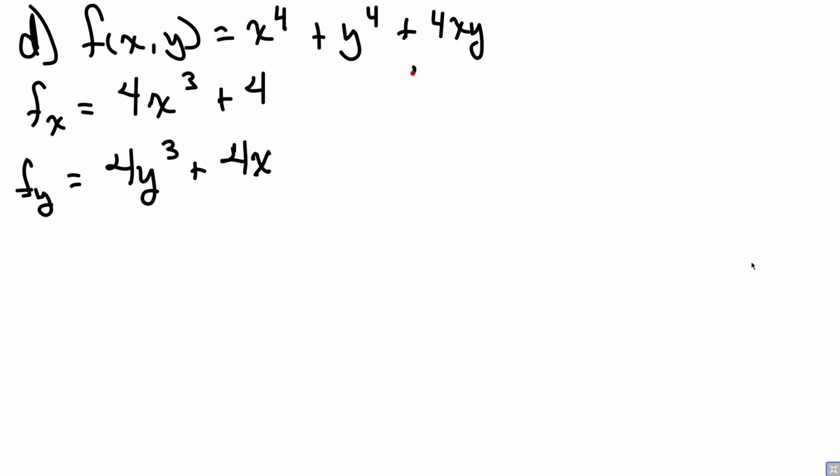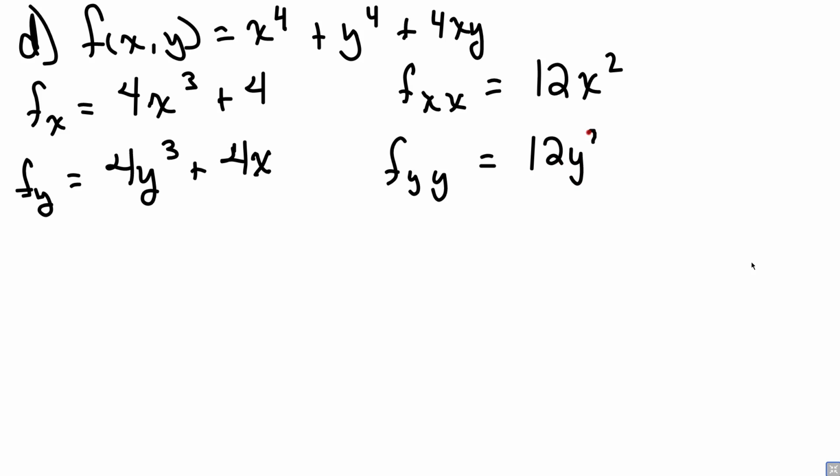What's the second order partial with respect to x? 12x squared. What's the second order partial with respect to y? 12y squared. And then what's the mixed partial? That's 4. Okay, so we've got everything here. Any questions here?